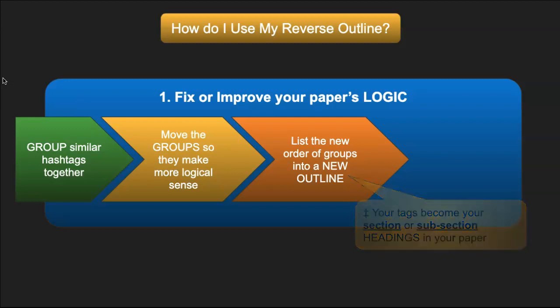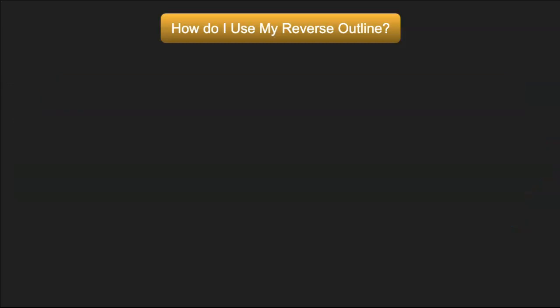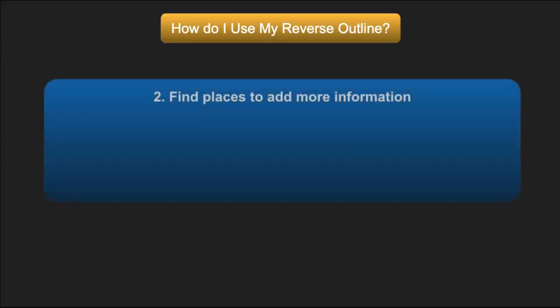All right. Lastly, restructure your essay using your new outline. So you want to keep the original numbering of the paragraphs so you know which paragraphs to move around and in what order. So at this point, we're going to talk about how to use my reverse outline, the second part.